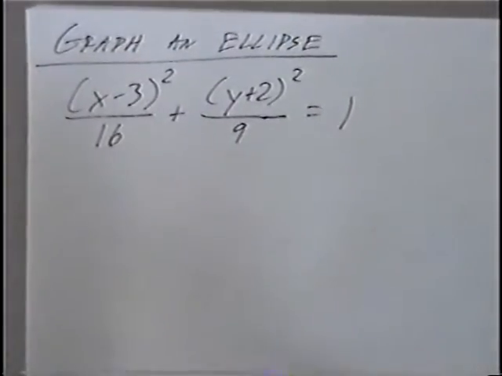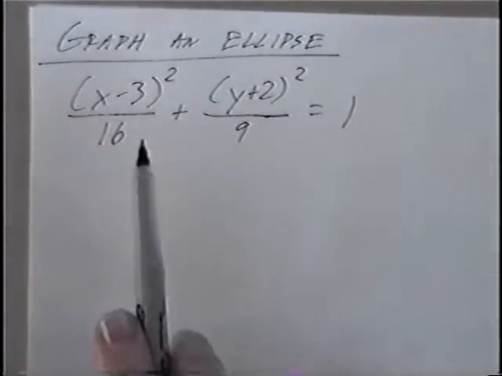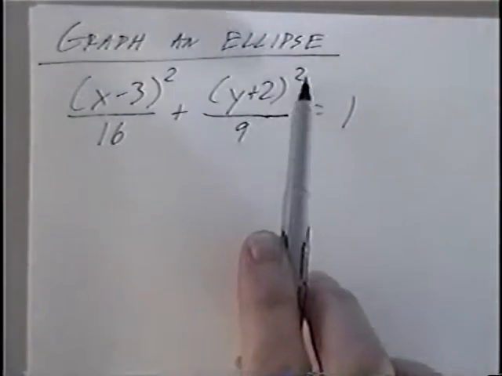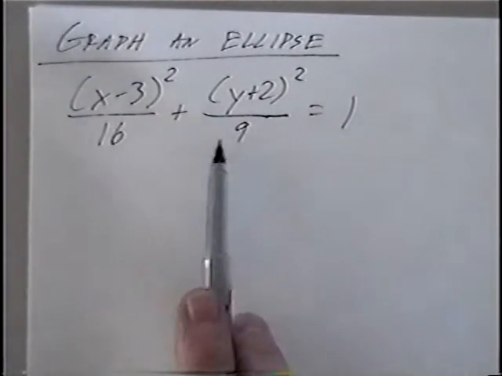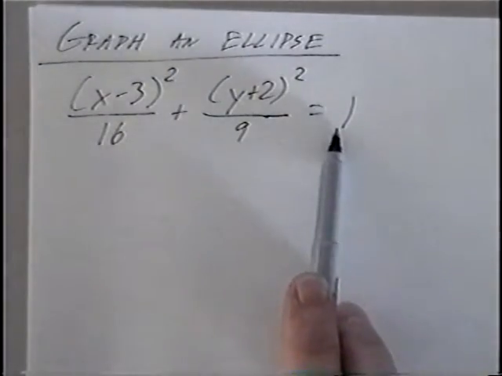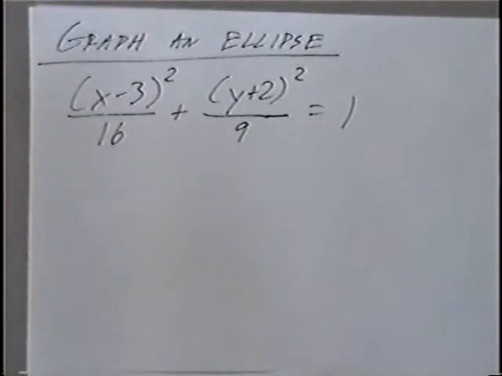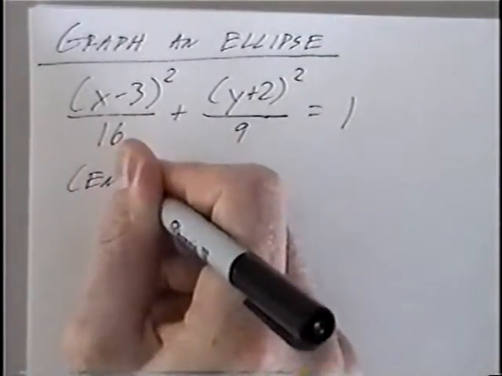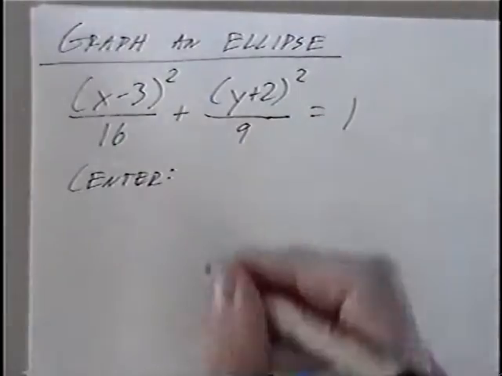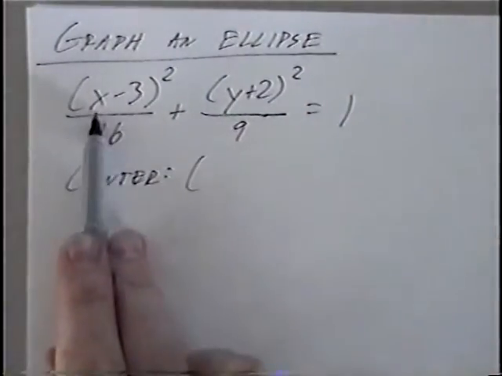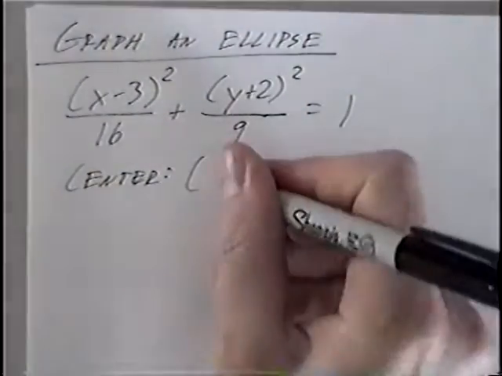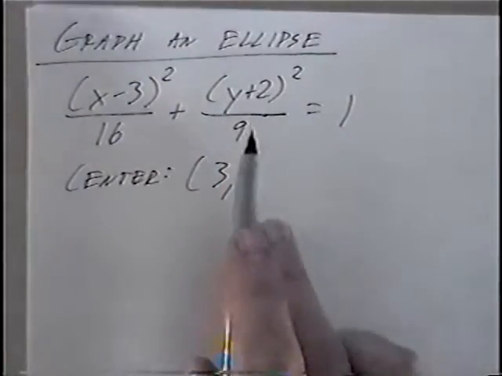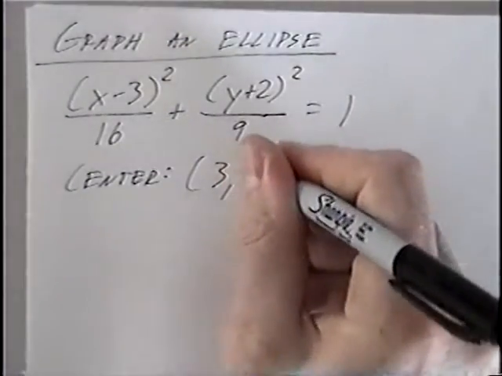This is in standard form for an ellipse, where you have x and y on the same side, both squared, each one divided by a number, and it has to be equal to 1. To find the center of the ellipse, the x value again, we'll take the opposite of that number, which would be 3, and the y value would be negative 2.